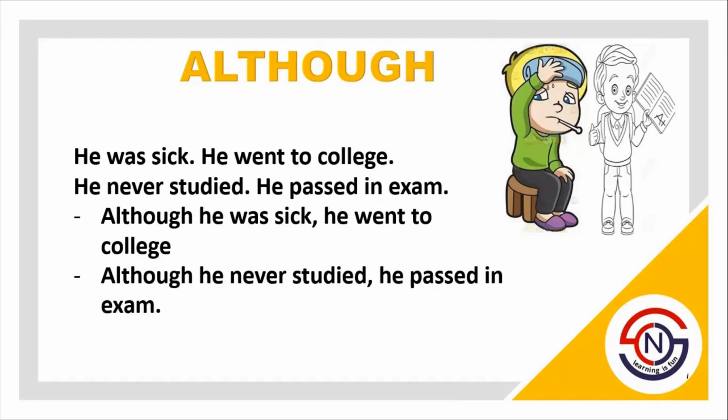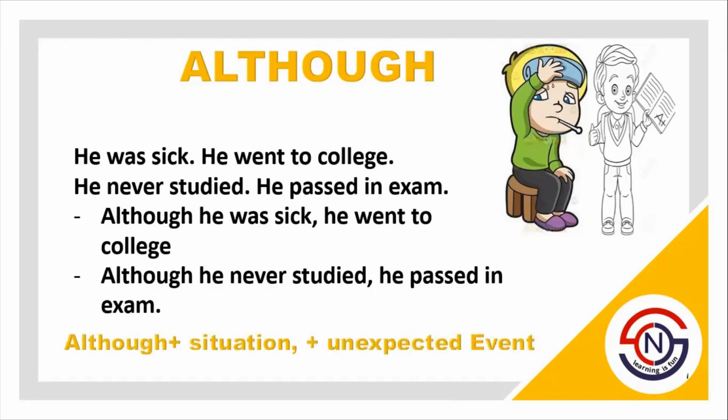So what did we basically do? We start our answer with although. Thereafter, you put the situation and then you put one comma. And finally, you write the unexpected event. Therefore, the structure of although is: although plus situation followed by unexpected event. It's very simple. You start your answer with although, then put the situation, and the unexpected event you keep at the end. That's all about although.